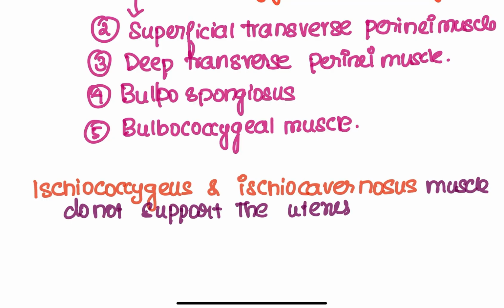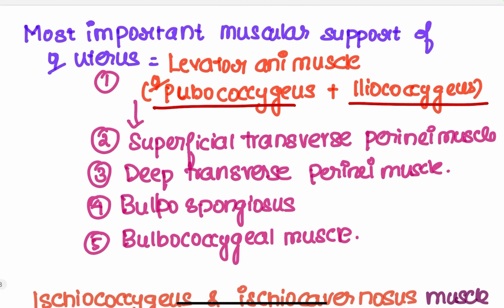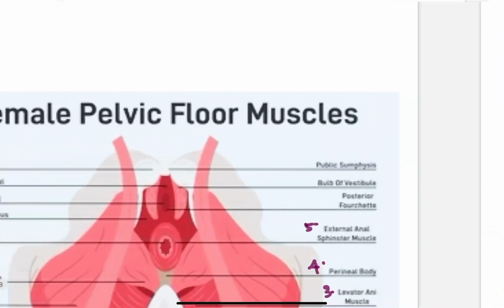Now, what are the two muscles which do not support the uterus? Out of the pelvic floor muscles, which are those muscles which do not support the uterus? Those are the ischio-coccygeus and the ischio-cavernosus. These muscles do not support the uterus because they are situated in a triangular fashion and they are not inserted in the perineal body. Because of that reason, the ischio-coccygeus and ischio-cavernosus muscles do not support the uterus.